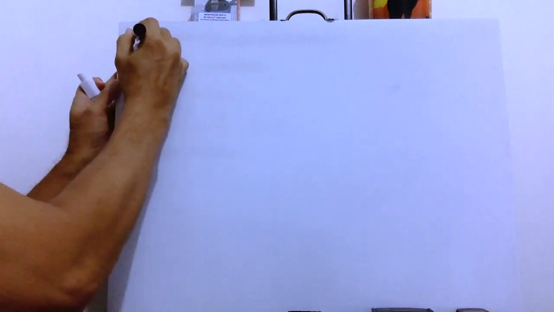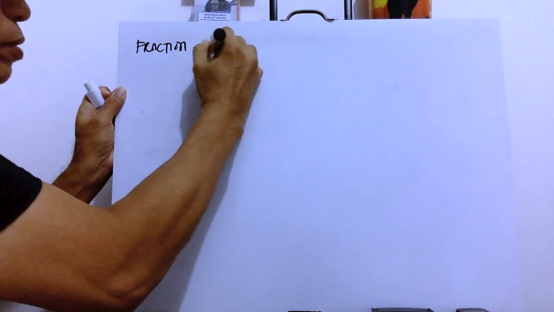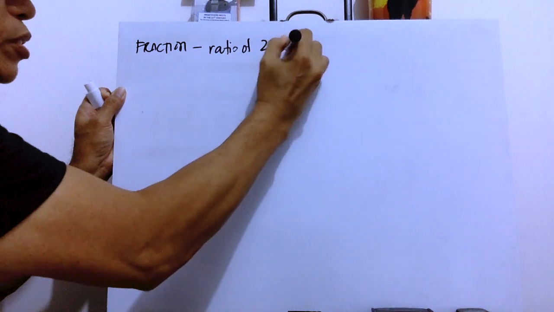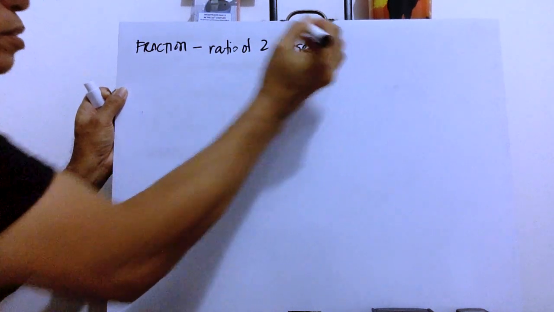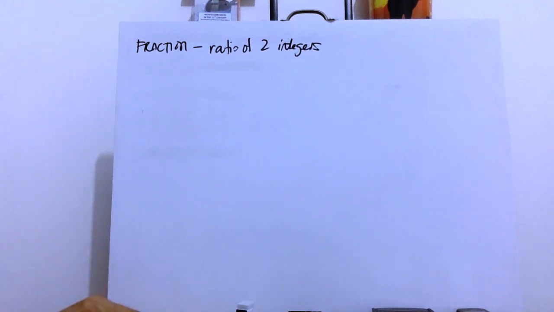Okay. So, what is a fraction? A fraction is a ratio of two integers. Okay? So fractions can be negative or positive.